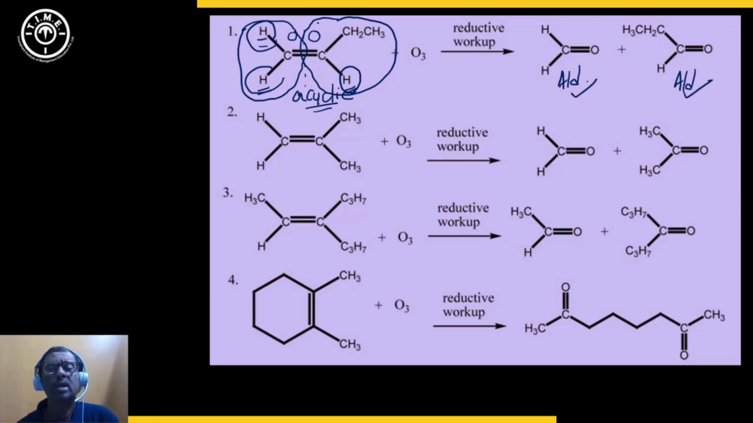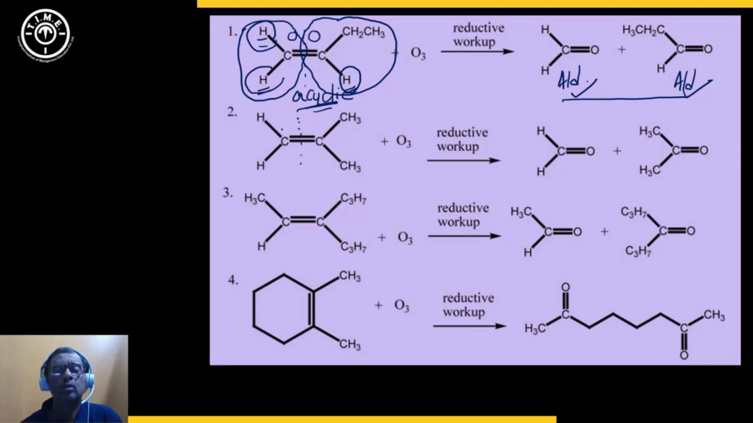There is one double bond here, so you get two products on either side of the double bond, right? We attach the oxygens and then get two products. So if it is acyclic, we get two products, right? And as we move on, we are going to see what if the starting material is cyclic. Let us look at this case.